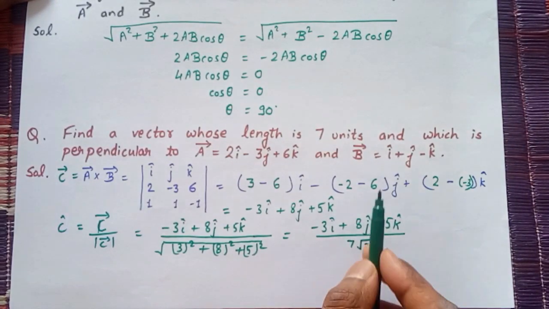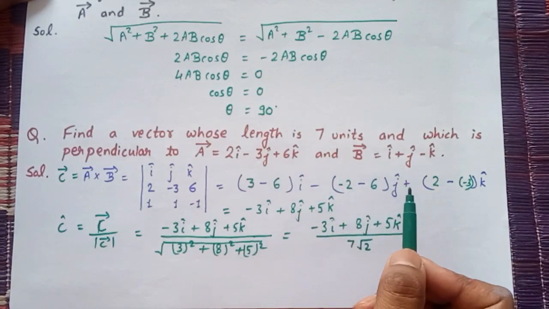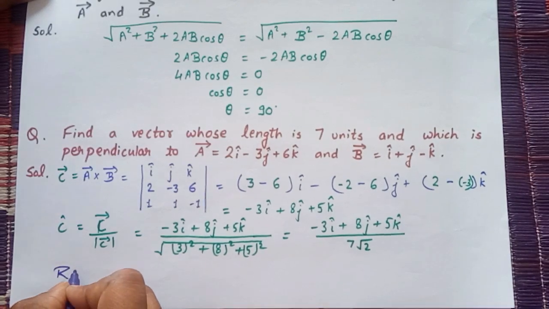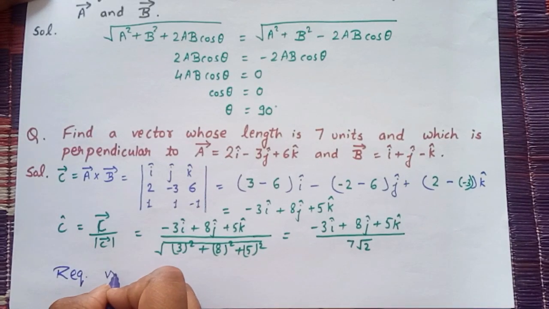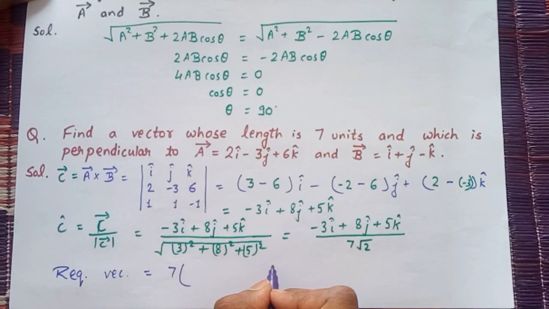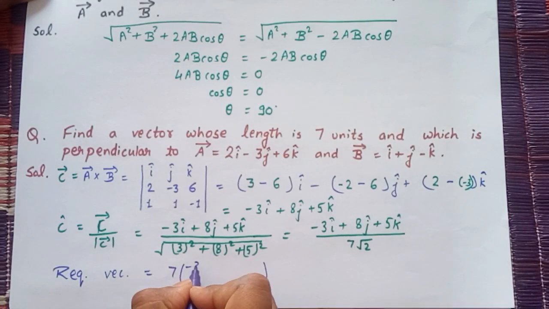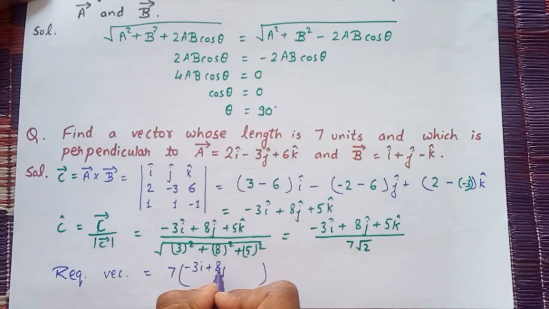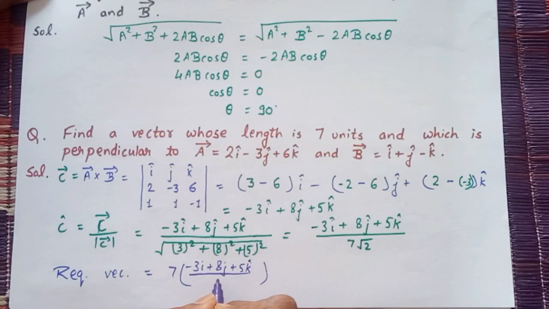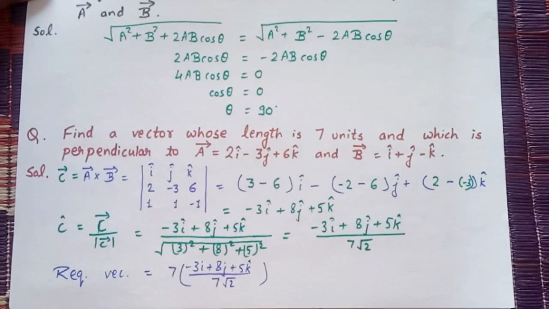So this is C cap. This is a unit vector which is perpendicular to both A vector and B vector. Now our required vector, its length should be 7 times, so multiplying it by 7, minus 3 i cap plus 8 j cap plus 5 k cap upon 7 root 2. This is the required vector. You can cancel 7. This vector is perpendicular to both of them and its length is 7 units.